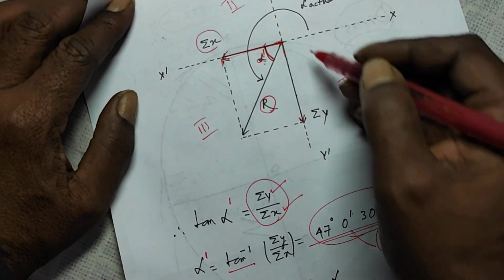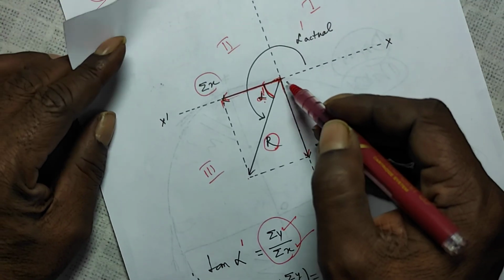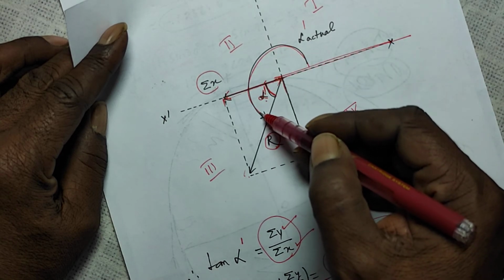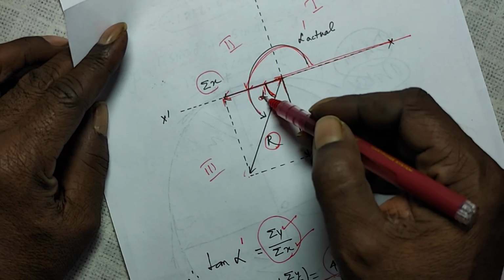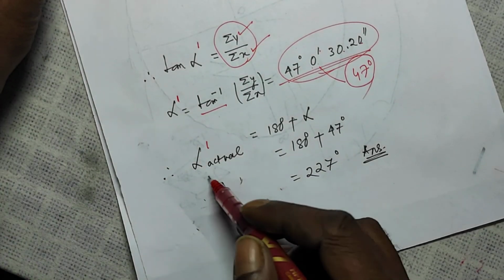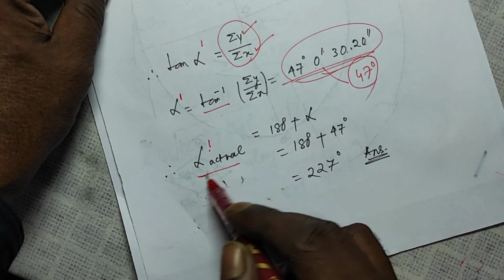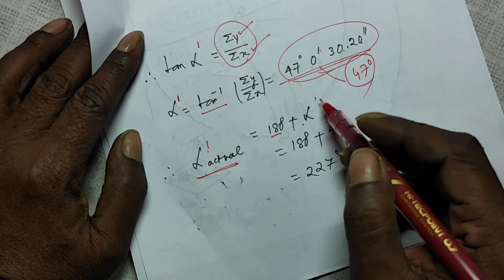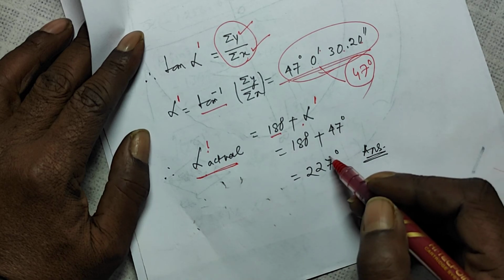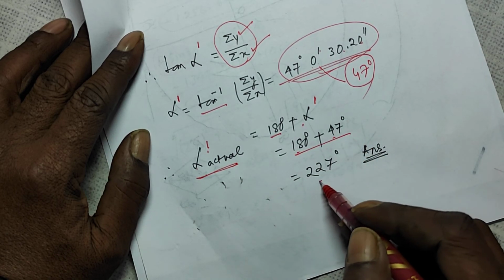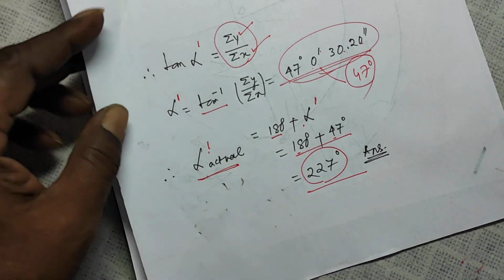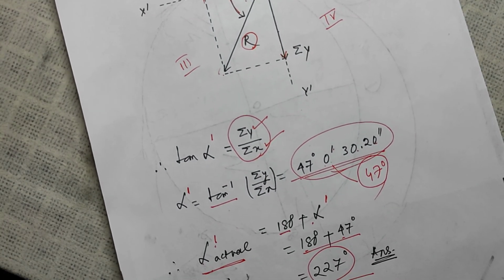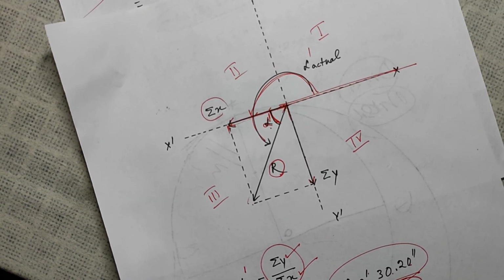So then the actual alpha dash, that is from the direction of x-axis, from this axis, the direction of R will be from here to here, that is 180 degree plus this alpha dash. So alpha dash actual, that is from the direction of x-axis, will be 180 plus alpha dash. So that is equal to 180 plus 47, that is 227 degree from the direction of the positive x-axis is the direction of the resultant R, which is in the third quadrant, right?